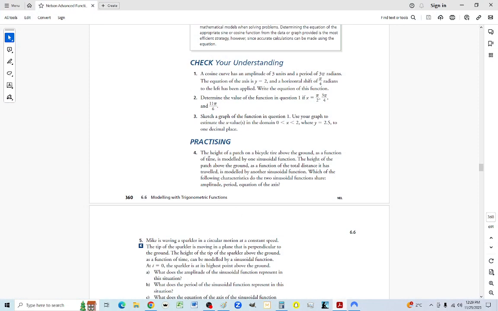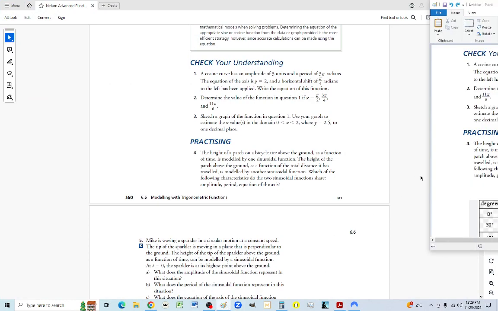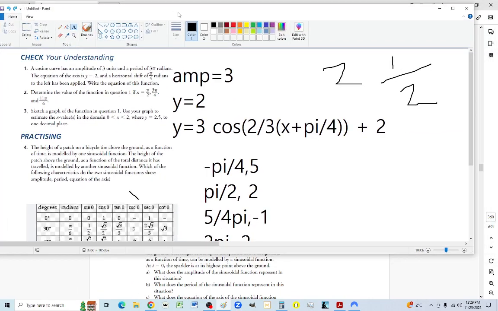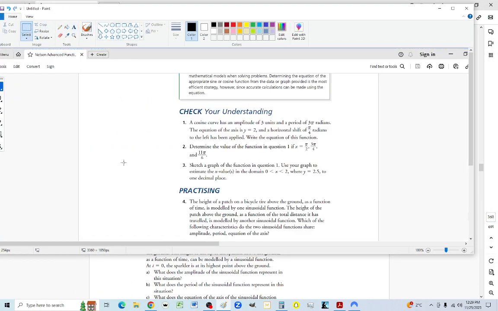Sketch a graph, yeah. The height of a patch of a bicycle. So this is fairly important stuff. It's how to interpret words into models.